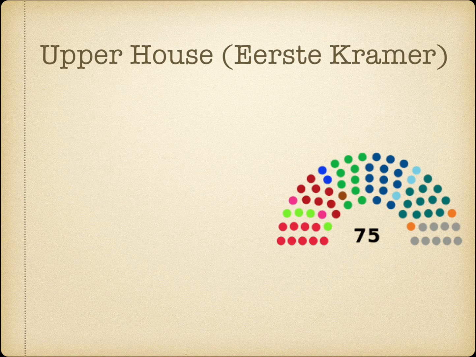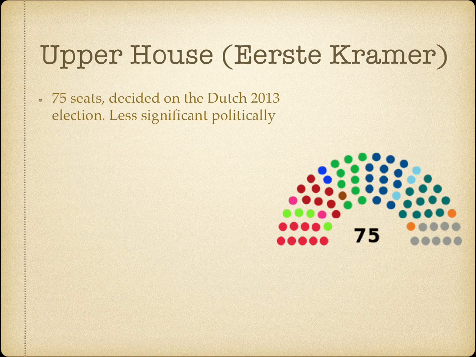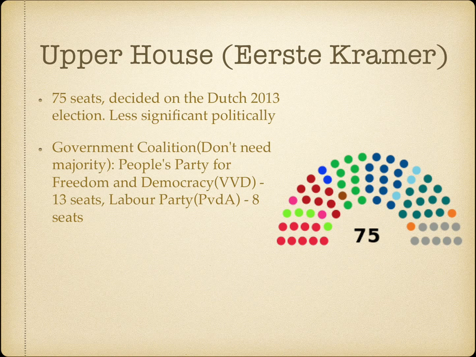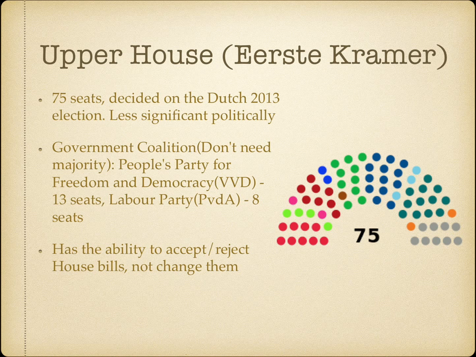So let's go over each of the houses in more detail. First, the upper house. Now, the upper house, even though it's called the upper house, is less significant politically, and the reason it's called the upper house is because it is made up of nobles and not elected by the commoners. So the current leaders are these parties, and I'll go over them in detail later. So essentially, all the power that they have is to accept or reject house bills, not to change them. They can't really introduce new legislation, and they essentially pass bills that go through committee.